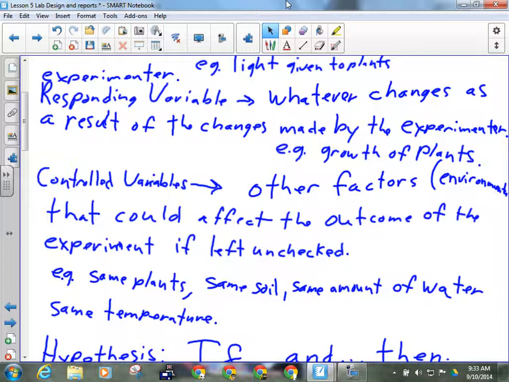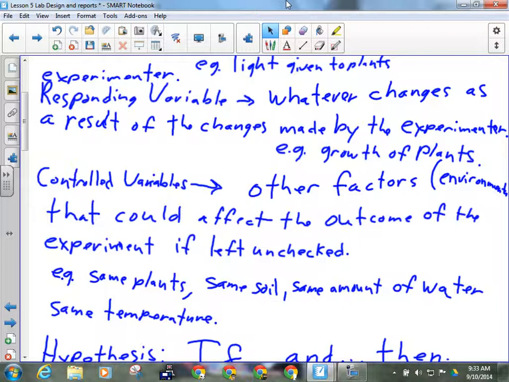Okay, soil. If they don't all have the same soil, they might all have different access to nutrients, and nutrients help plants grow, and that would interfere with the experiment. So you would make sure that when you list a variable, here's the effect it would have if it wasn't kept the same. Everybody follow there?